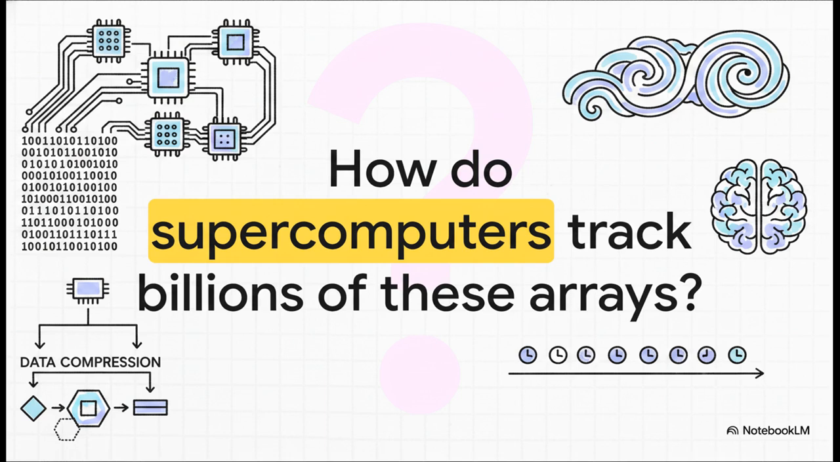If storing just one 32-bit floating point number is this incredibly intricate, how on earth do supercomputers orchestrate billions of these arrays, all constantly updating in parallel to simulate global weather patterns, physics, or even human intelligence? It's mind-blowing when you really think about it. That's the true magic of the machine.